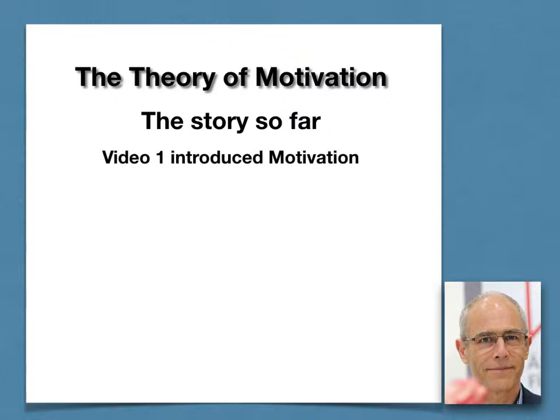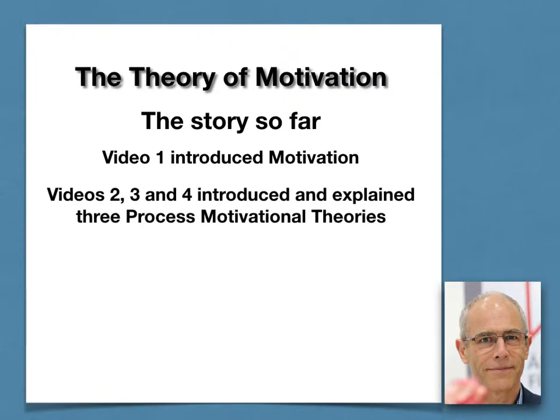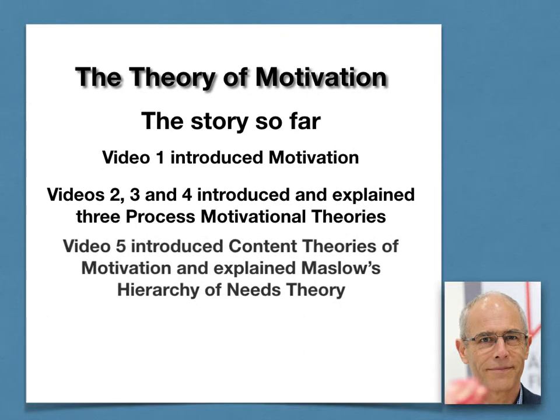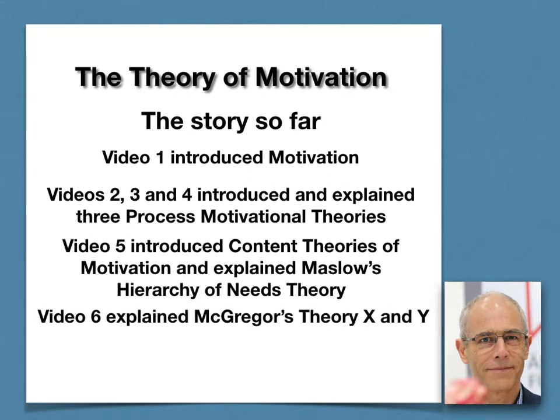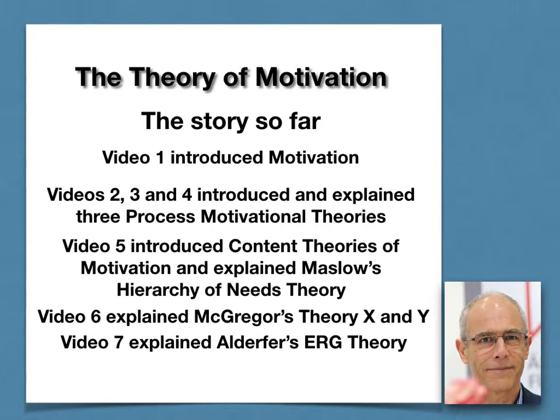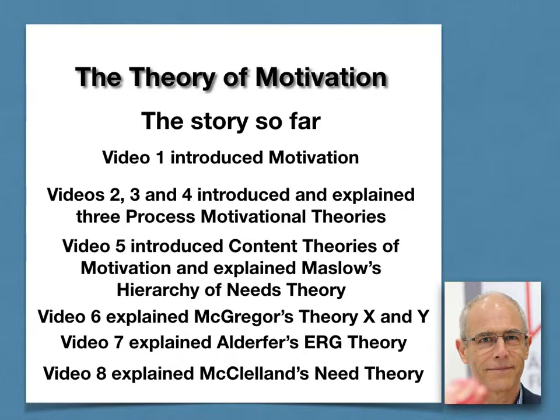In videos 2, 3 and 4, we introduced and explained three process motivational theories: Vroom's expectancy theory, Adams' equity theory, and Locke's goal-setting theory. In video 5, we described what is meant by the content theory of motivation, and followed this by explaining our first example of content theory, that of Maslow's hierarchy of needs theory. In video 6, we explained McGregor's theory X and theory Y. In video 7, we explained Alderfer's ERG theory. And in our last video, video 8, we explained McClelland's need theory.